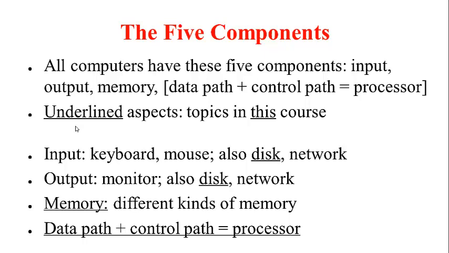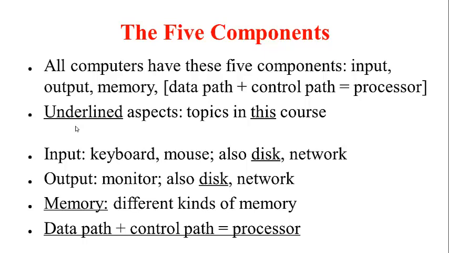Input devices are those that provide input to the processor via the memory. Examples include the traditional keyboard and mouse, touch screen, and also input can come from the hard disk or the network. Output devices are those to which the output from the processor goes via the memory. Monitor is a traditional output device, and also disk and network are output devices as well. There are different kinds of memory which a processor can use. These we will learn in this course as part of the memory hierarchy.